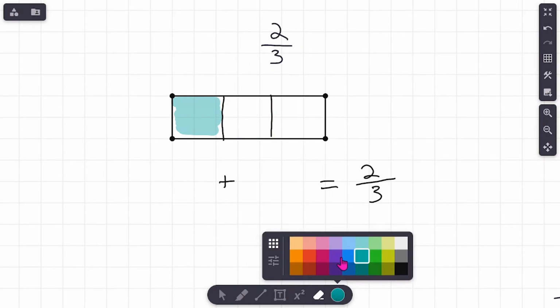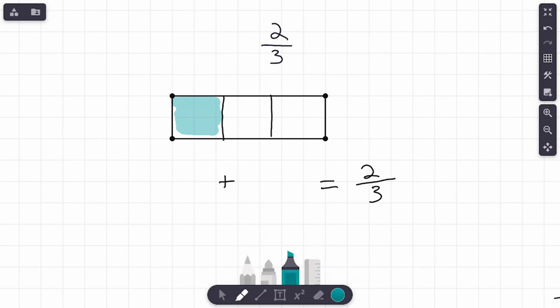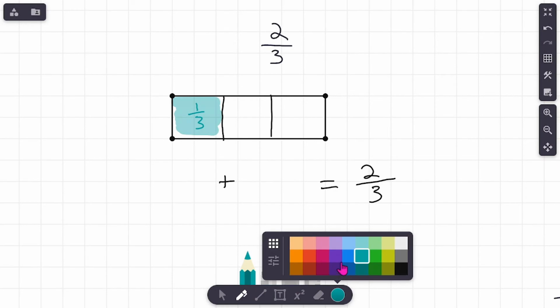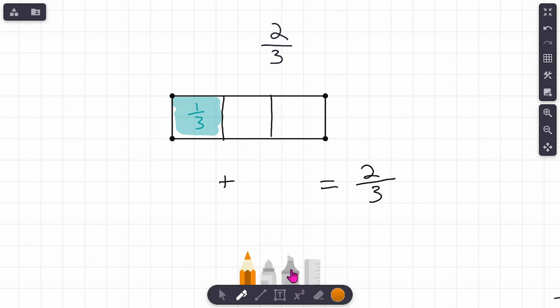And this time, first off, let me label how much is in here. So this here would represent 1/3. Now let's change our color. Let's go with a bluish, or excuse me, orange color. Let's color in another section because we're trying to get 2/3 is what we're trying to get. So here's another third.